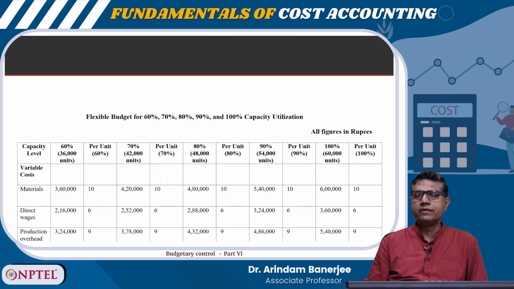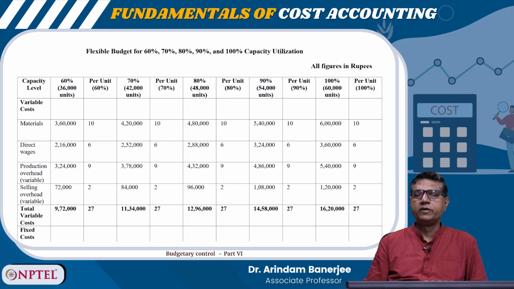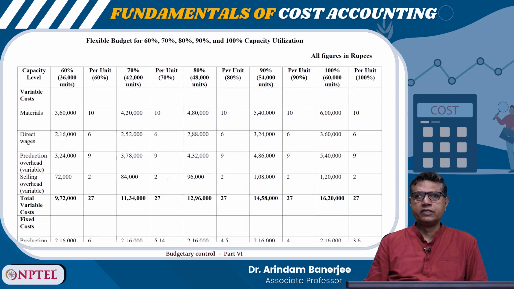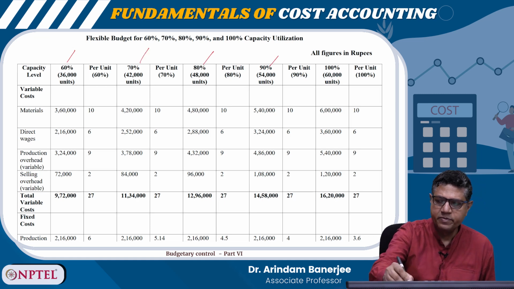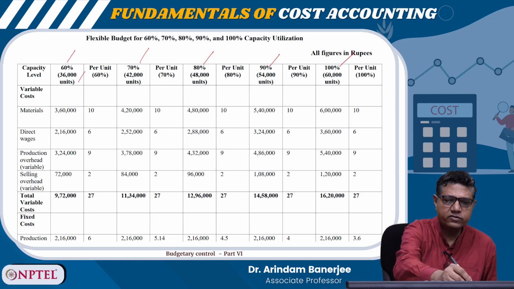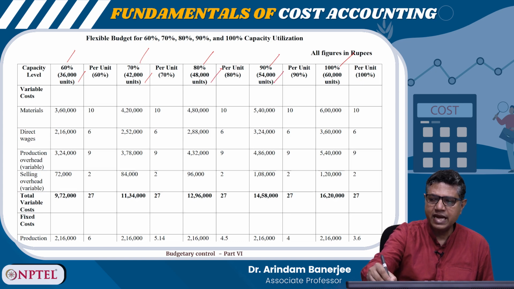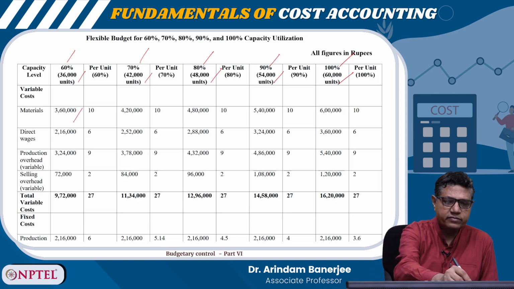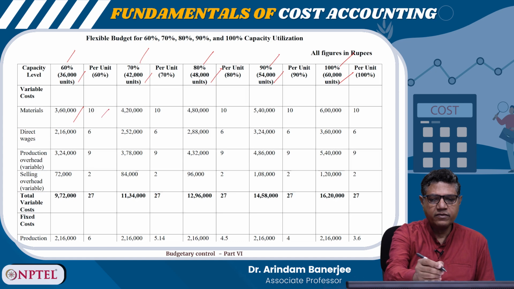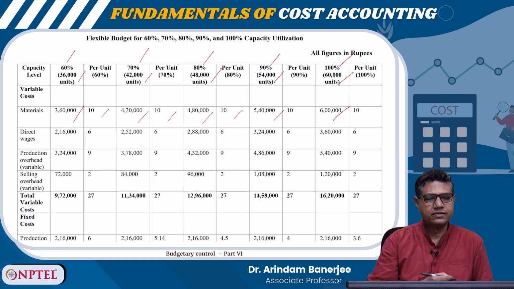So, now I can create the flexible overhead at 60%, 70%, 80%, 90% and 100% capacity utilization. So, first one it is 60%, 70%, 80%, 90% and 100%. 36,000 units, 42,000 units, 48,000 units, 54,000 units and 60,000 units. So, variable cost is 3 lakh 60, per unit is 10, 4 lakh 20, per unit is 10, 4 lakh 80, per unit is 10, 5 lakh 40 and 6 lakh, right.